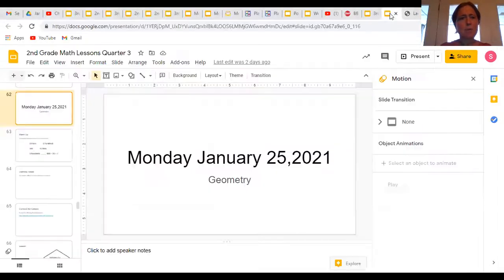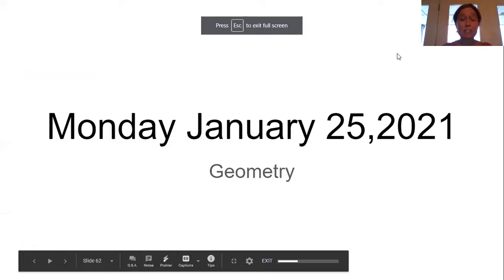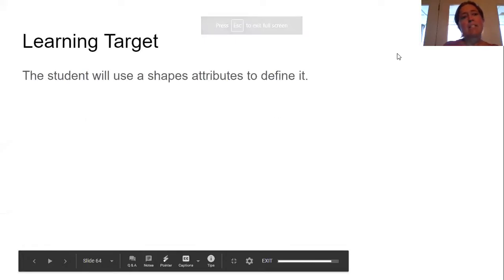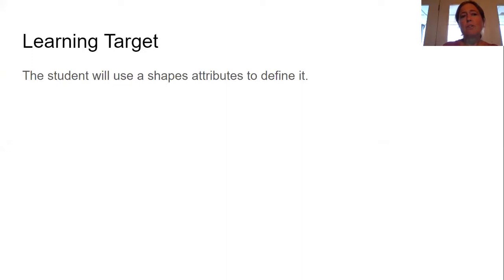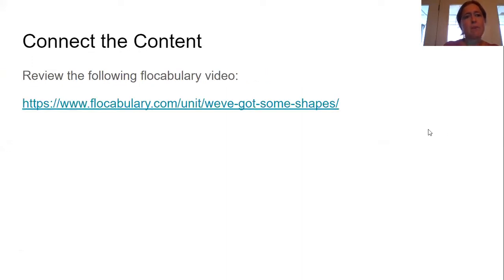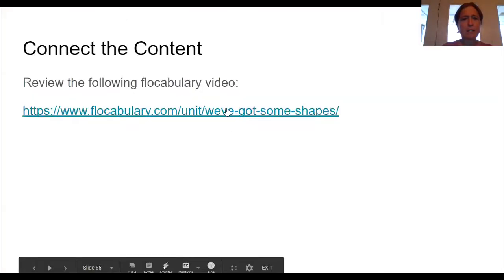All right, so we have been working on geometry and we will be continuing that discussion today. Today's learning target is that the student will use a shape's attributes to define it. Before we go into our lesson, I did want to show you this video. Just want to make sure I checked the correct box so you can hear it.